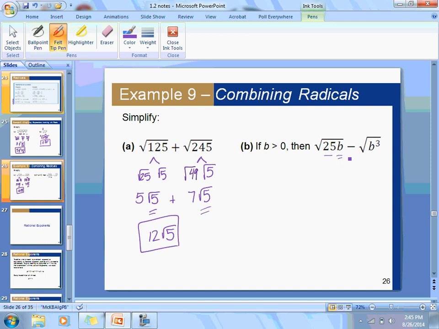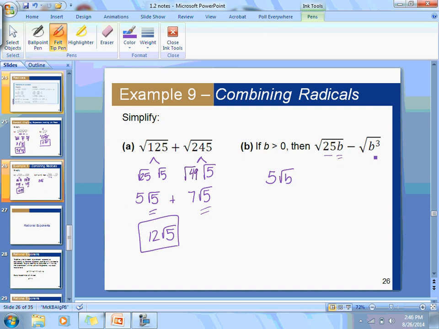If it was b squared, or b to the fourth, or b to the sixth, or b to any even power, I could divide that out and take the square root. But b to the first, 1 is an odd number. I can't divide it evenly by 2. So I'm just going to break this down into 5 and the square root of b.